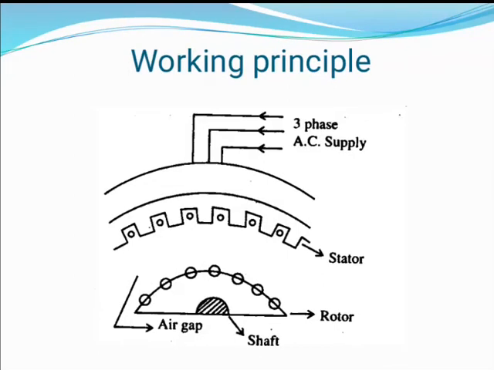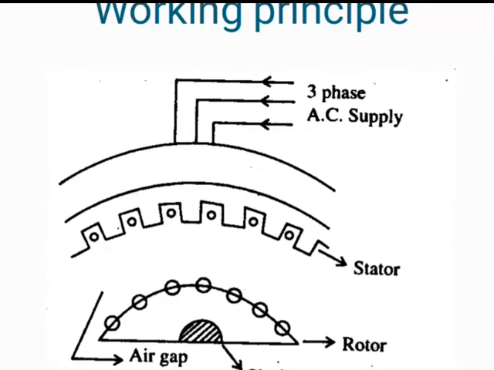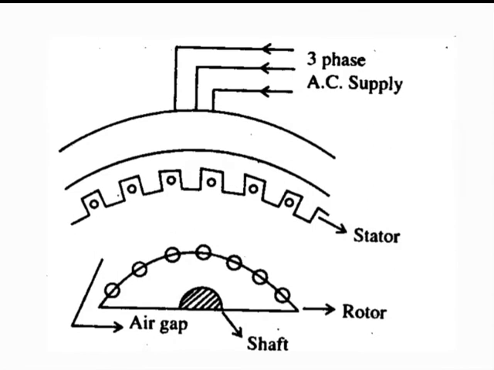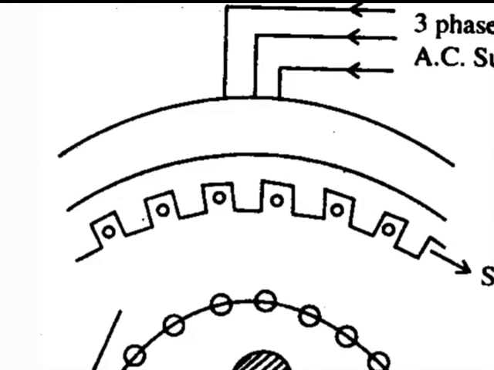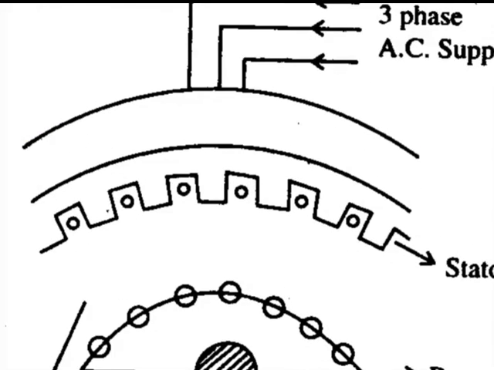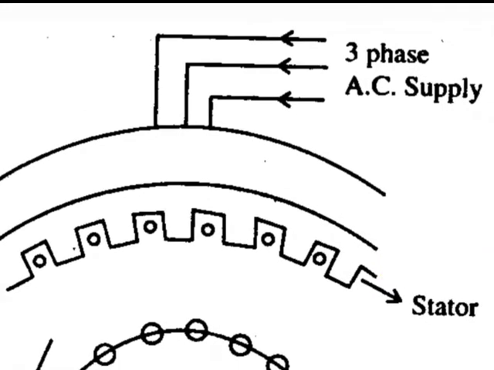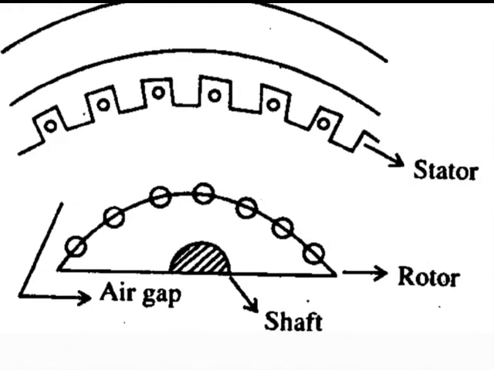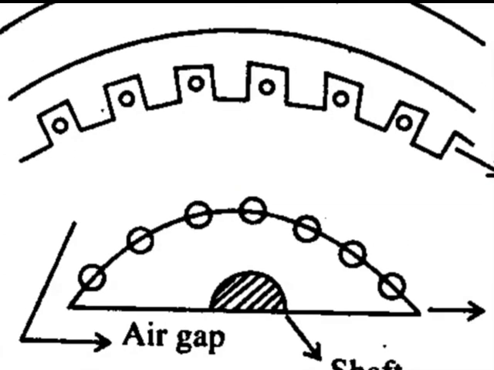This is the working principle of the synchronous motor. We can study the working principle of the induction motor by studying this. Already we observed this in the previous video lecture. So this is the yoke part, the outside stator part. These are the stator conductors which are placed in that. Three-phase supply is given to this, and this is your rotor, this is your shaft, and a small air gap will be given in between the stator and rotor.